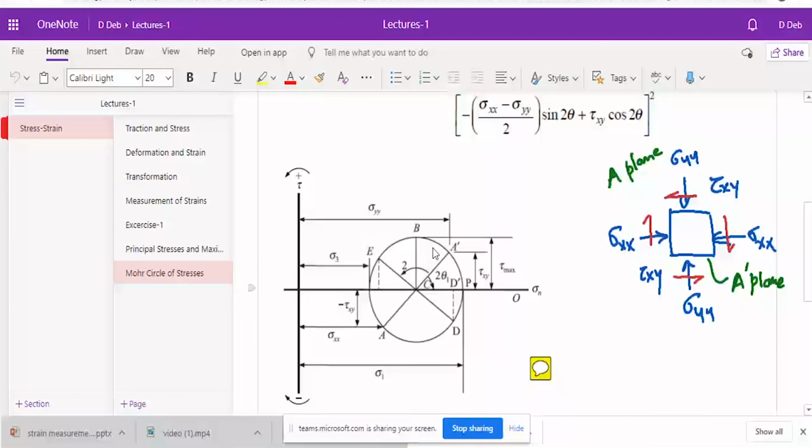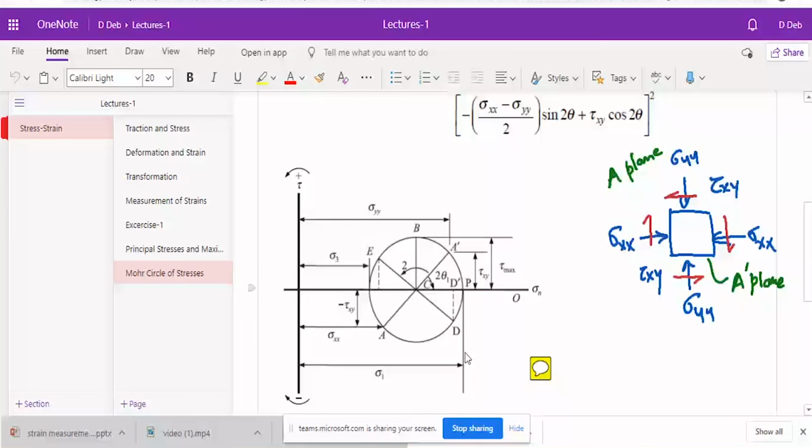Now, this circle cuts the horizontal axis at two places. This one is my sigma 3, the minor principal stress, because shear stress is 0. You see, here shear stress is 0, and here also shear stress is 0. So this is my sigma 1 because this is the maximum value. So this becomes my sigma 3, and this becomes my sigma 1.